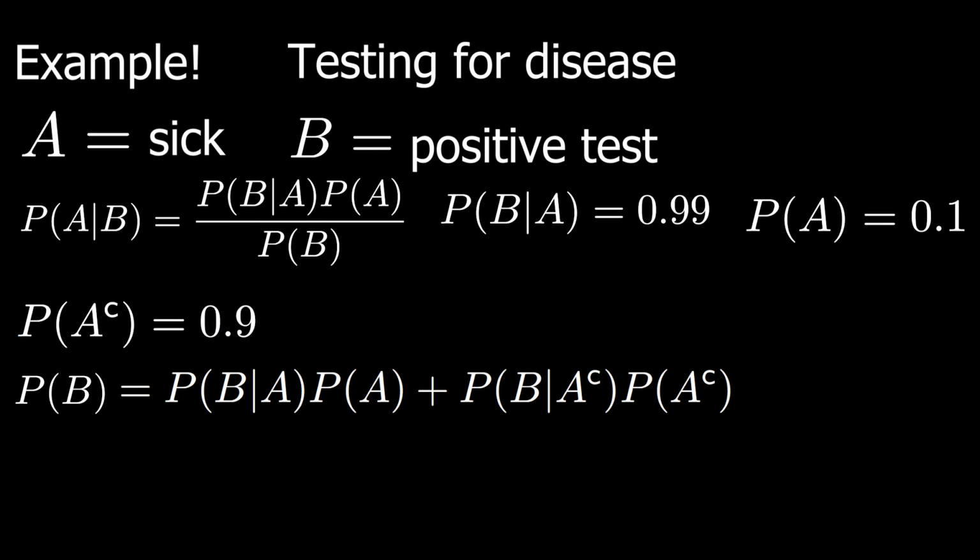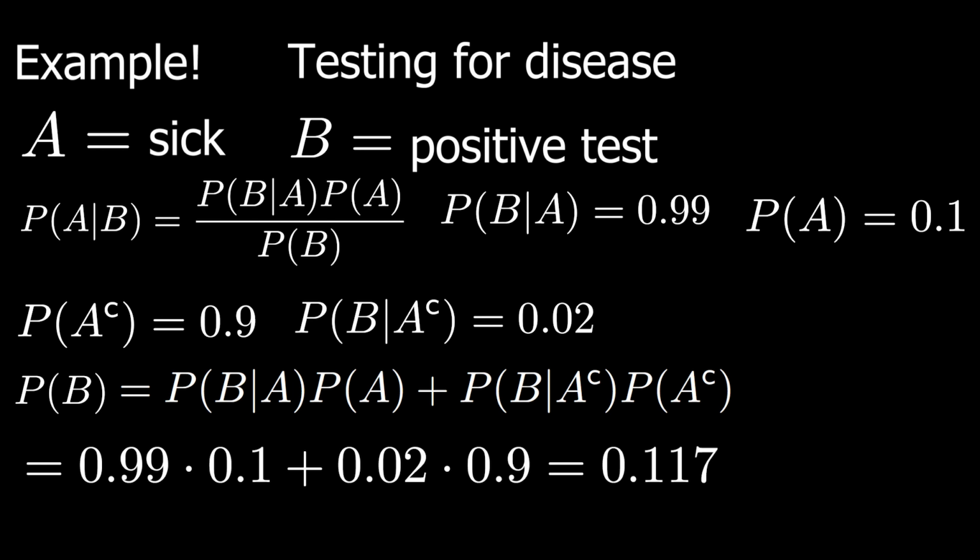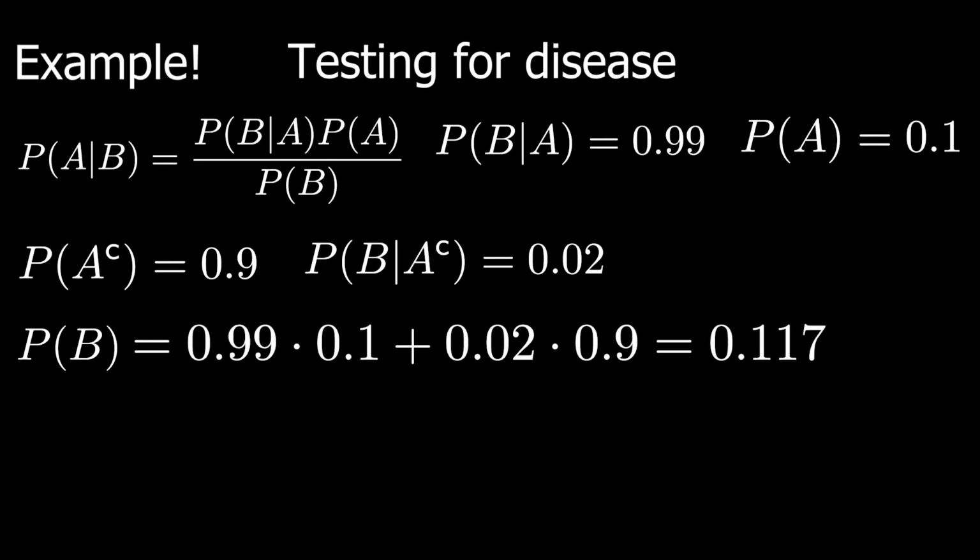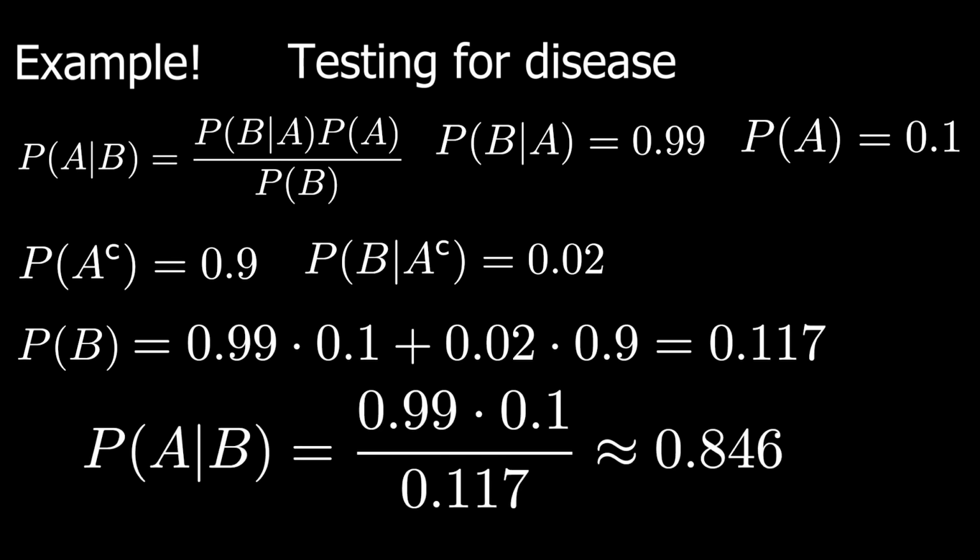From our test, we can get the false positive rate. Let's say it's 0.02, 2%. Plug all this information in and calculate. Now move this a bit so we can do the last step. This becomes approximately 0.846.